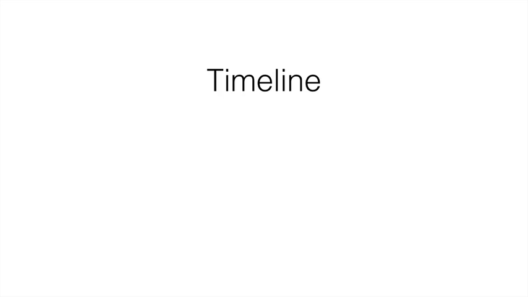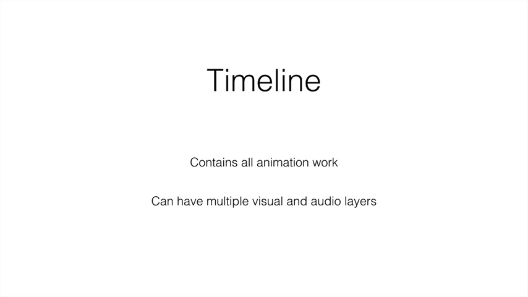So to start with the timeline, which I mentioned briefly, this is a palette that appears at the bottom of Photoshop, and you can have multiple layers that you can do different kinds of editing on. So it contains all of our animation work. We can do multiple visual layers and audio. So you can do audio with your timelines and inside your animations, just like you can with many other different photo editing or video editing tools.